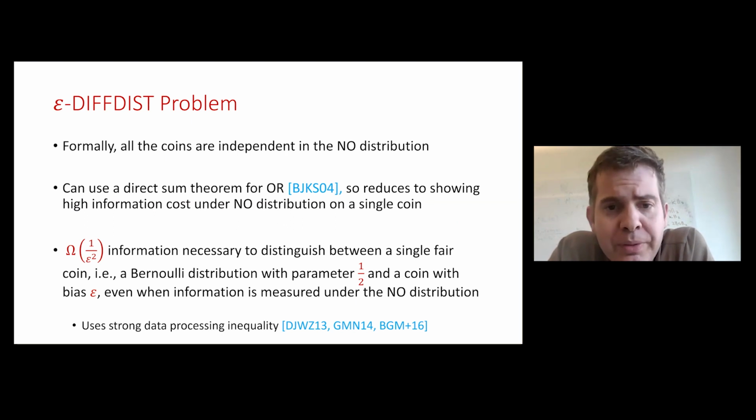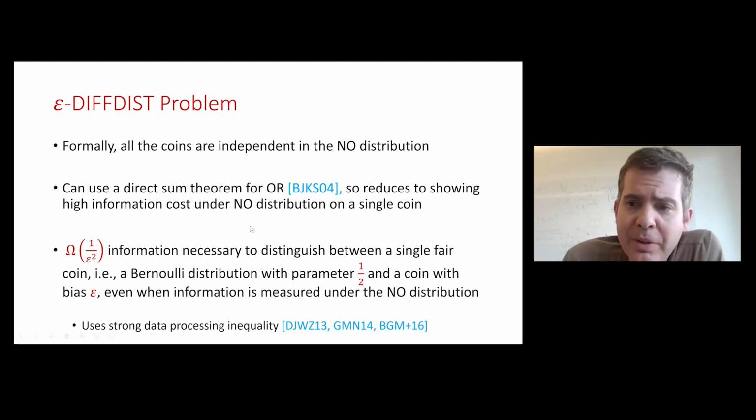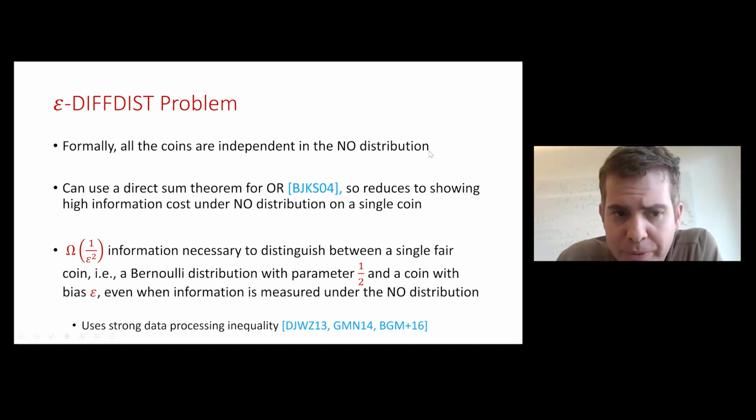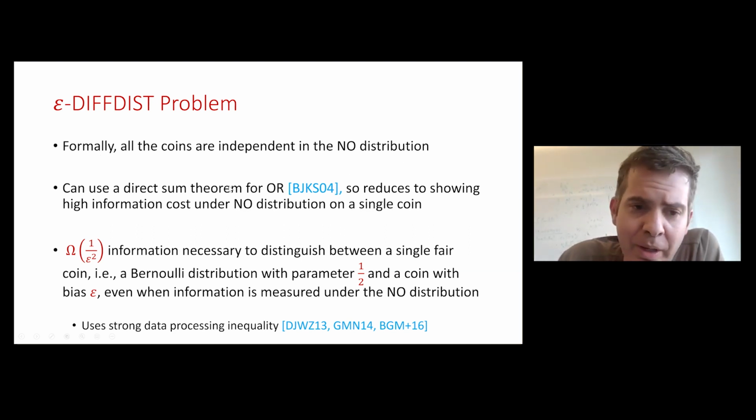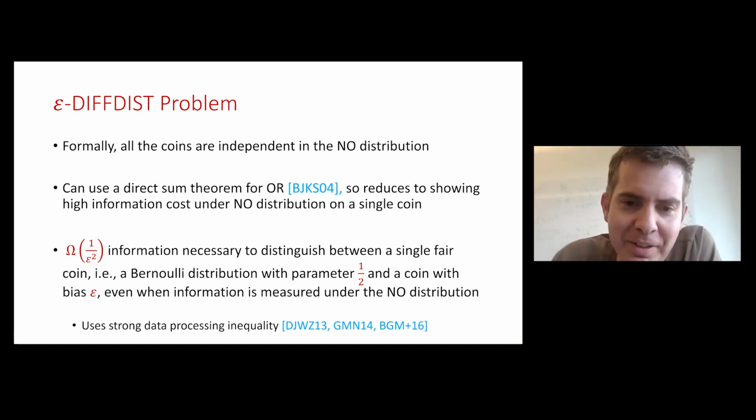So how do you formally prove this n/epsilon squared lower bound? I'm just going to go through it quickly. All the coins are independent of the no distribution, and so you can use standard direct sum theorems, the second bullet, in communication complexity for an OR of n problems. Bar-Yossef et al. have a very powerful framework for this. Those direct sums in information complexity came earlier than that, by Chakrabarti et al.